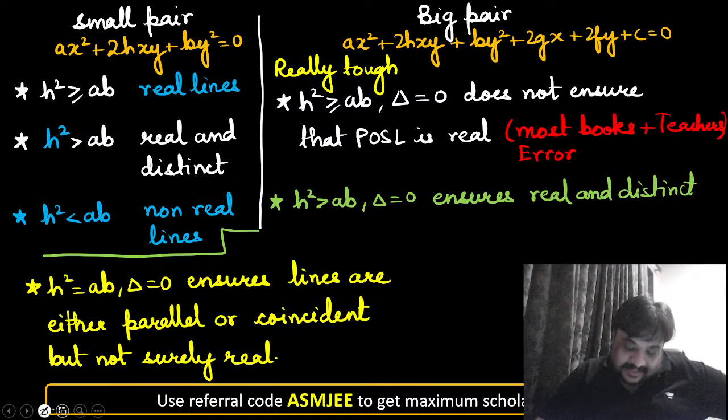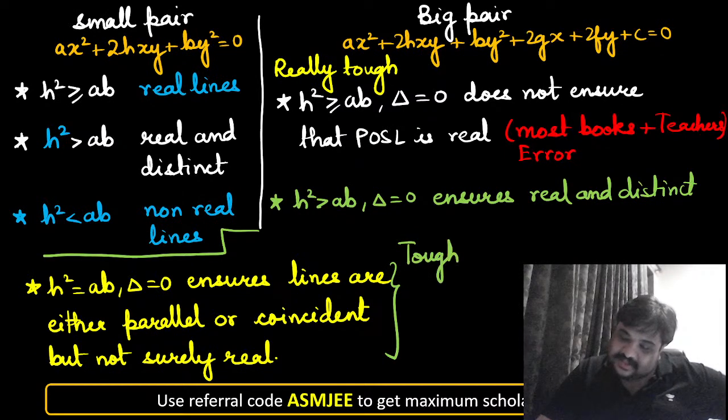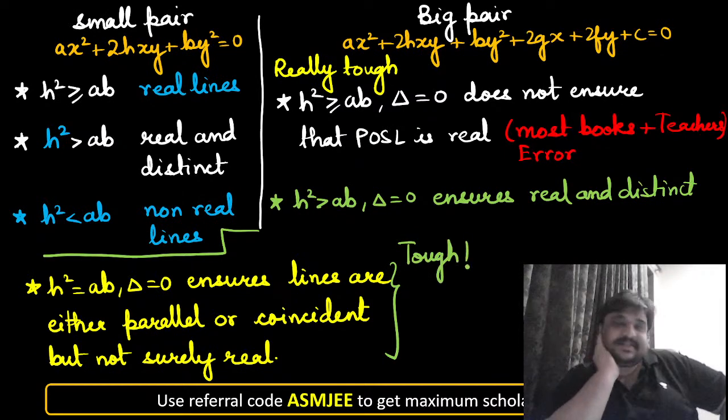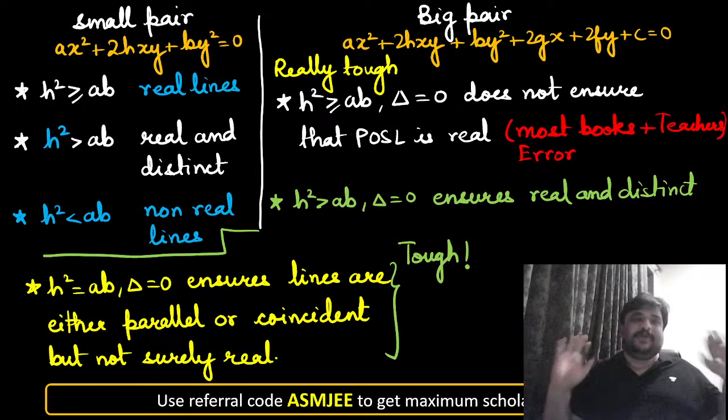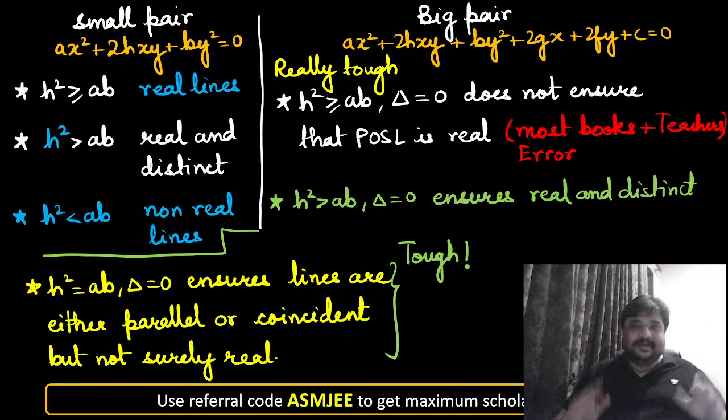And this becomes really tough to gauge. Where to, how to check this and that. So hence, good books avoid this question of real and non-real for a big pair. What do the good books do? They avoid this question of real versus non-real for big pair. For small pair, everything is straightforward and they are very happy. But for big pair, these kinds of things actually happen.